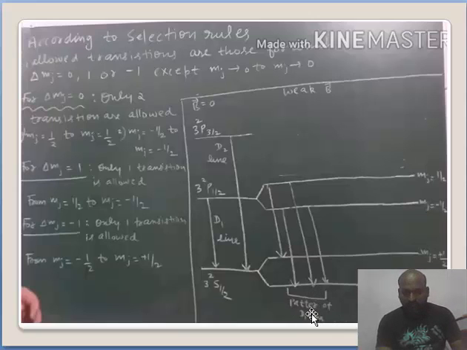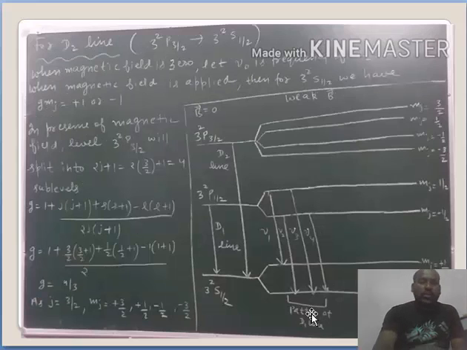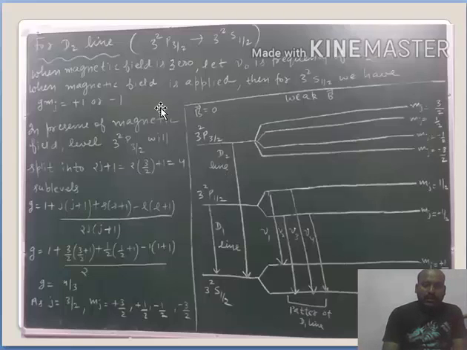If you do not understand, I will show you again for the D2 line in this PPT. Look here: when the magnetic field is 0, the frequency is v0. When the magnetic field is applied, the levels split up like that, and the line splits into 4 lines: 1, 2, 3, 4.